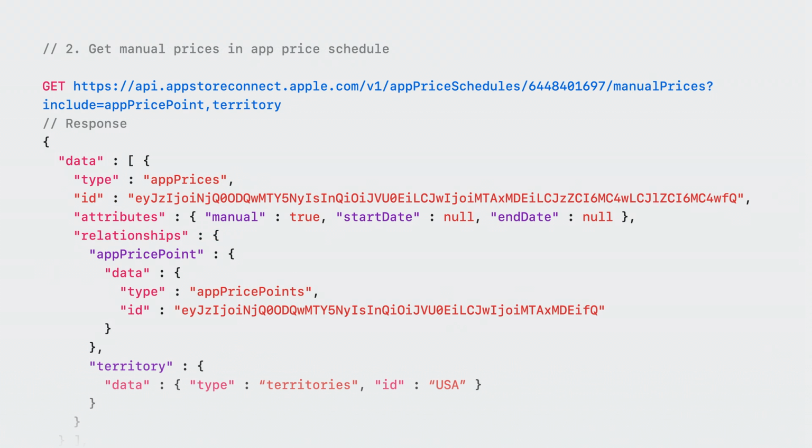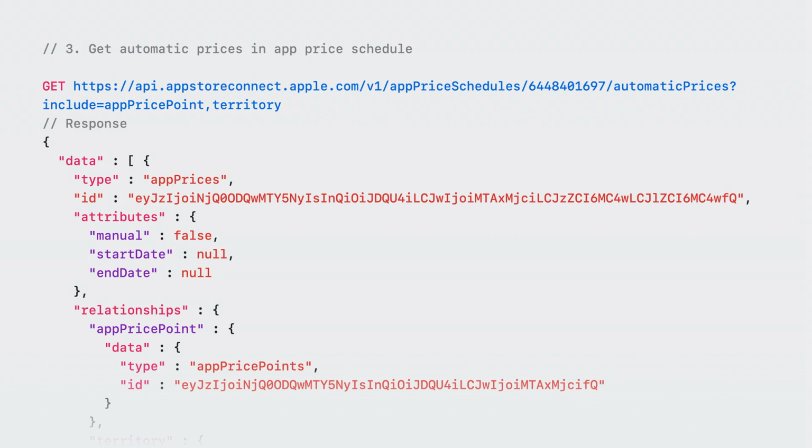Then, use Get Menu Prices. I will include the price point and territory relations to get the price point information. In this example, it contains only one app price that I set for the United States. Finally, I can list the automatically generated prices by calling the Get Automatic Prices API. The response will contain the automatic prices for regions you haven't manually set prices for. In my app, Backyard Birds, it will return 174 prices, much more than what I can fit on the screen.